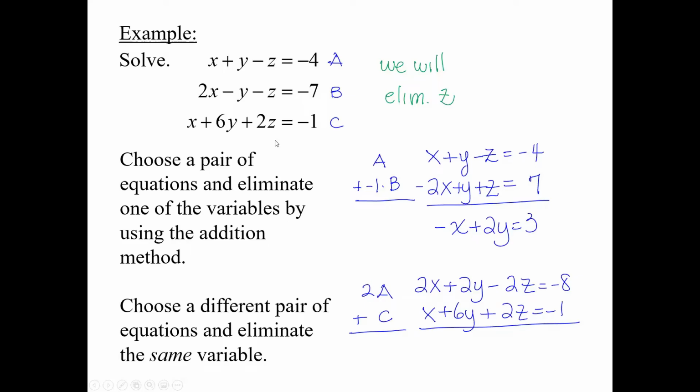A by positive 2. 2x plus 2y minus 2z equals negative 8. So we've got an opposite pair of z's again because we're still trying to eliminate z's. Add these two equations together, they simplify to 3x plus 8y equals negative 9.